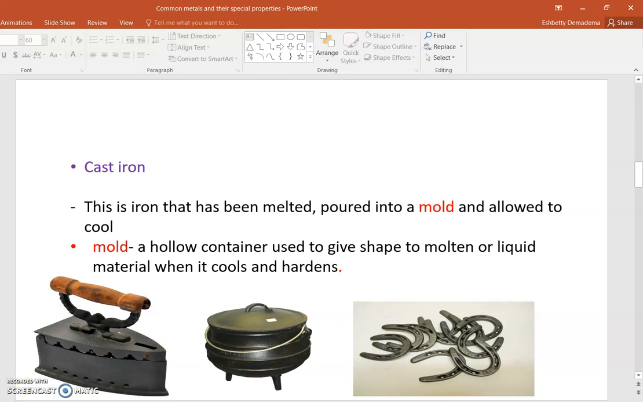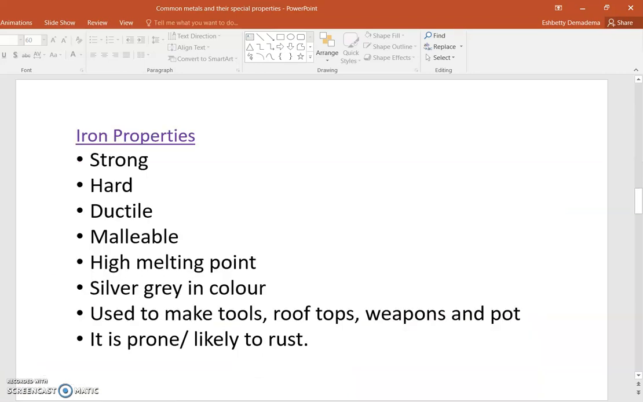Alright, so let's look at the properties of iron. Okay, so our iron is a very strong metal. It is hard, it's ductile, meaning that it can be drawn into wire.